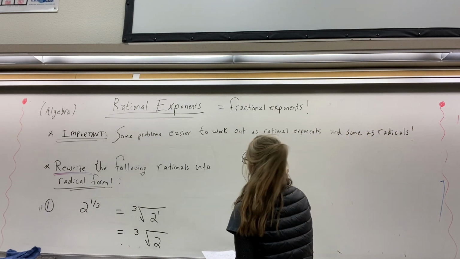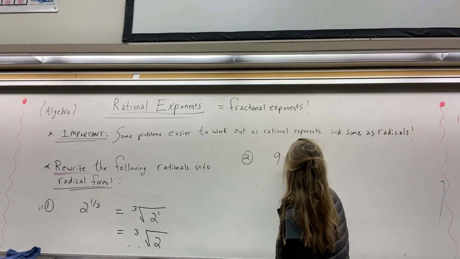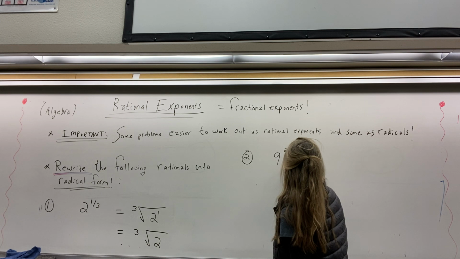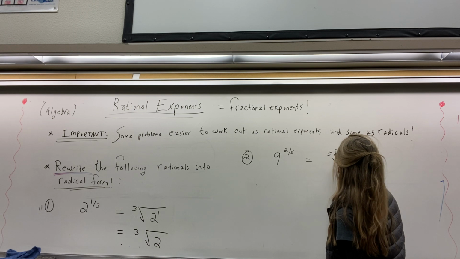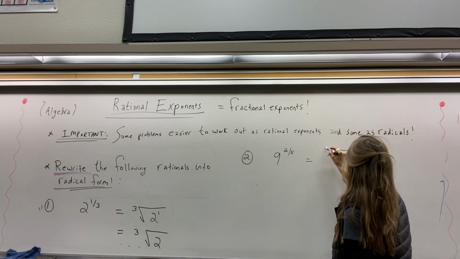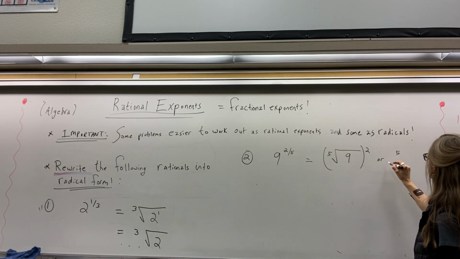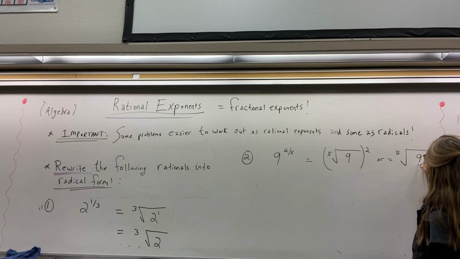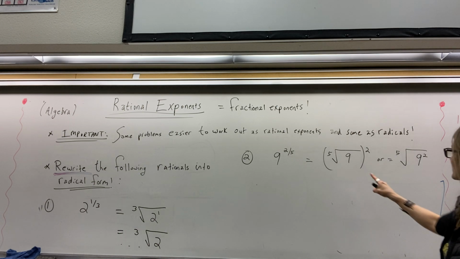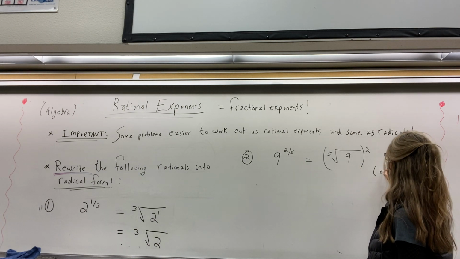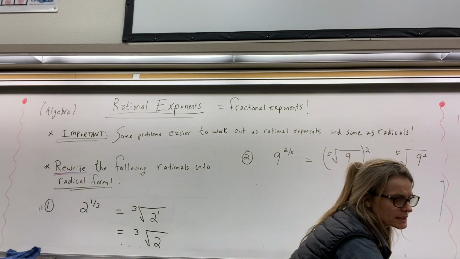Some other examples to draw from. Let's say we have 9 to the 2/5 power. This is the same thing as the 5th root of 9, squared, or the 5th root of 9 squared. Either would be acceptable on a quiz or an exam. These are equivalent. I'll write that there. So, some other problems, drawing from our worksheet.